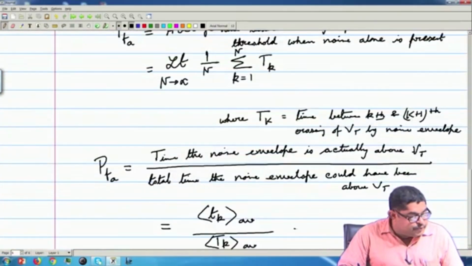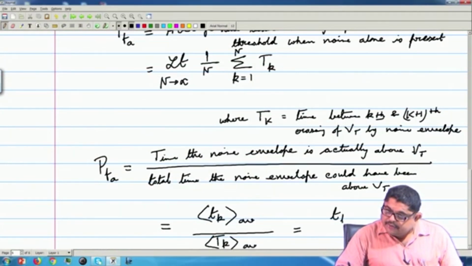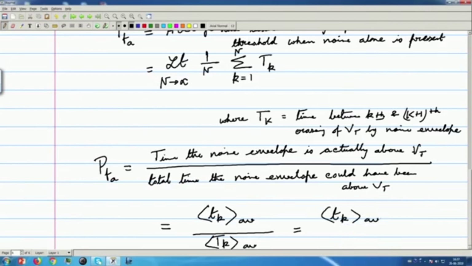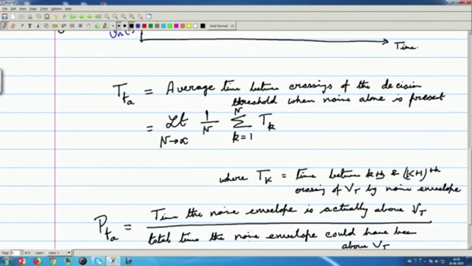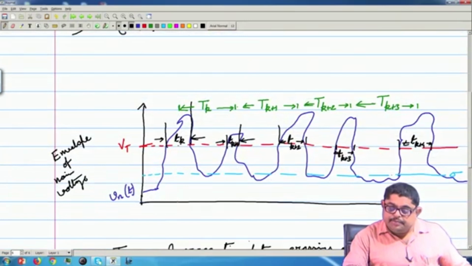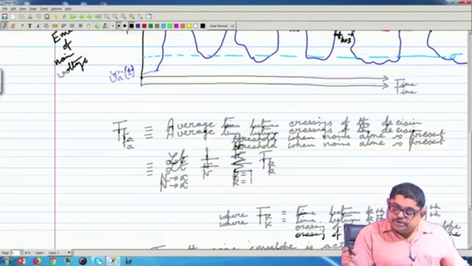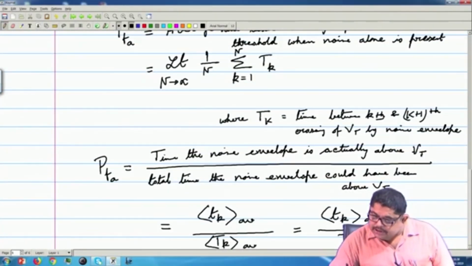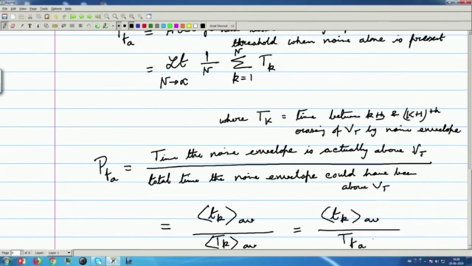And this is as it is I am writing, but what is T k average? You see the definition of TFA, average time between crossings of the decision threshold when noise alone is present. So, that is nothing but in my diagram capital T k, average time between successive crossings. So, I can say this is nothing but TFA. So, I can relate PFA with TFA provided I can find this T k average.